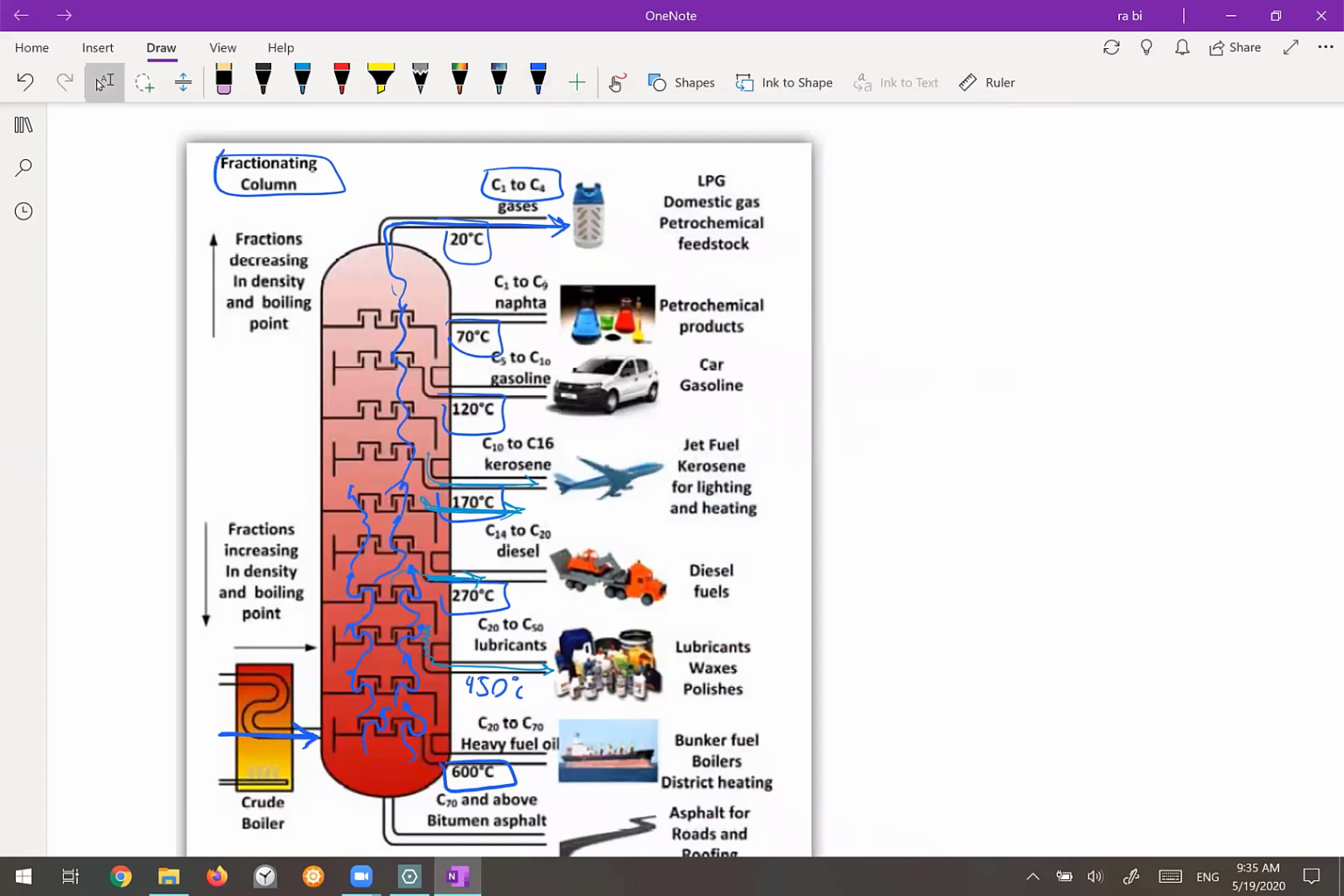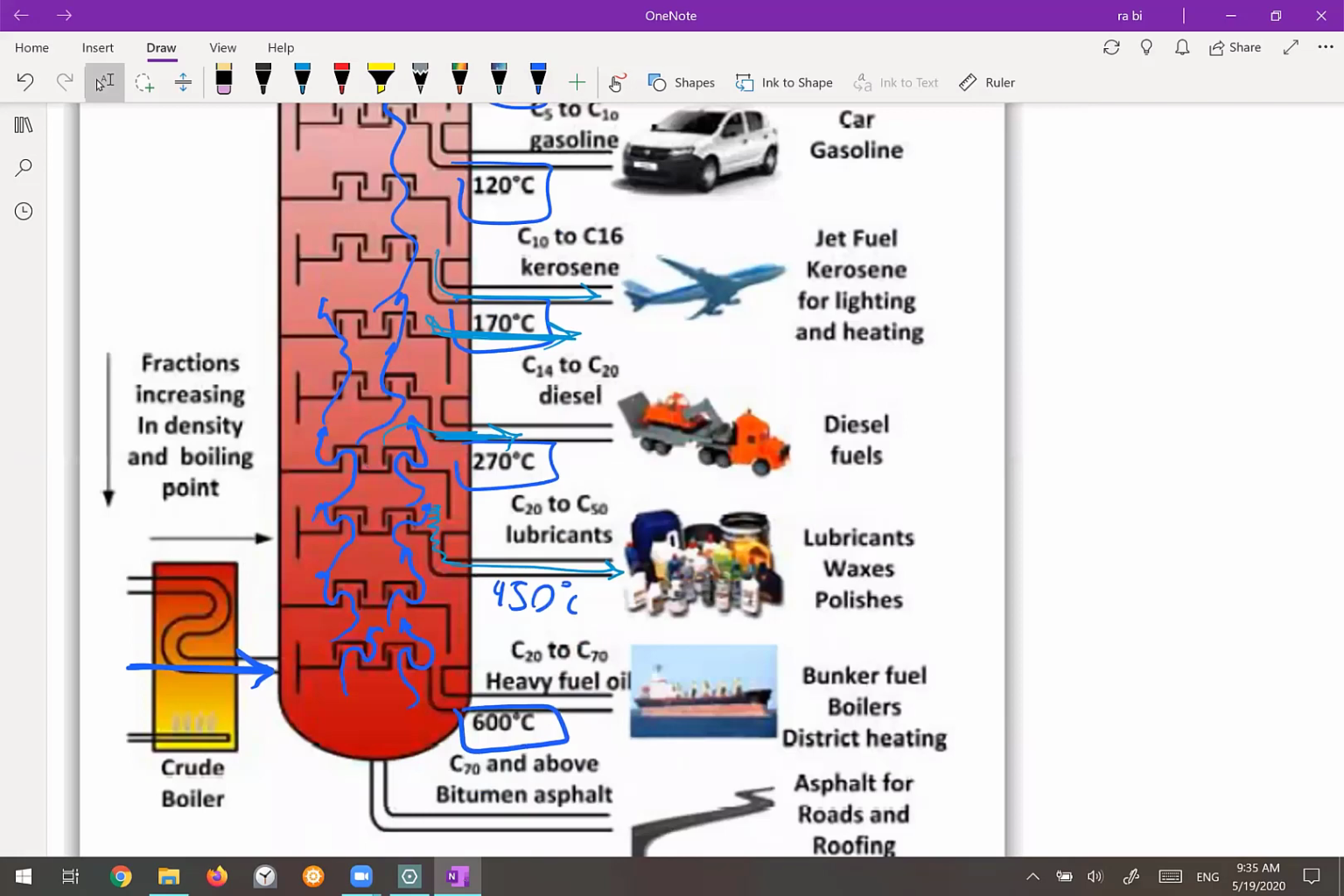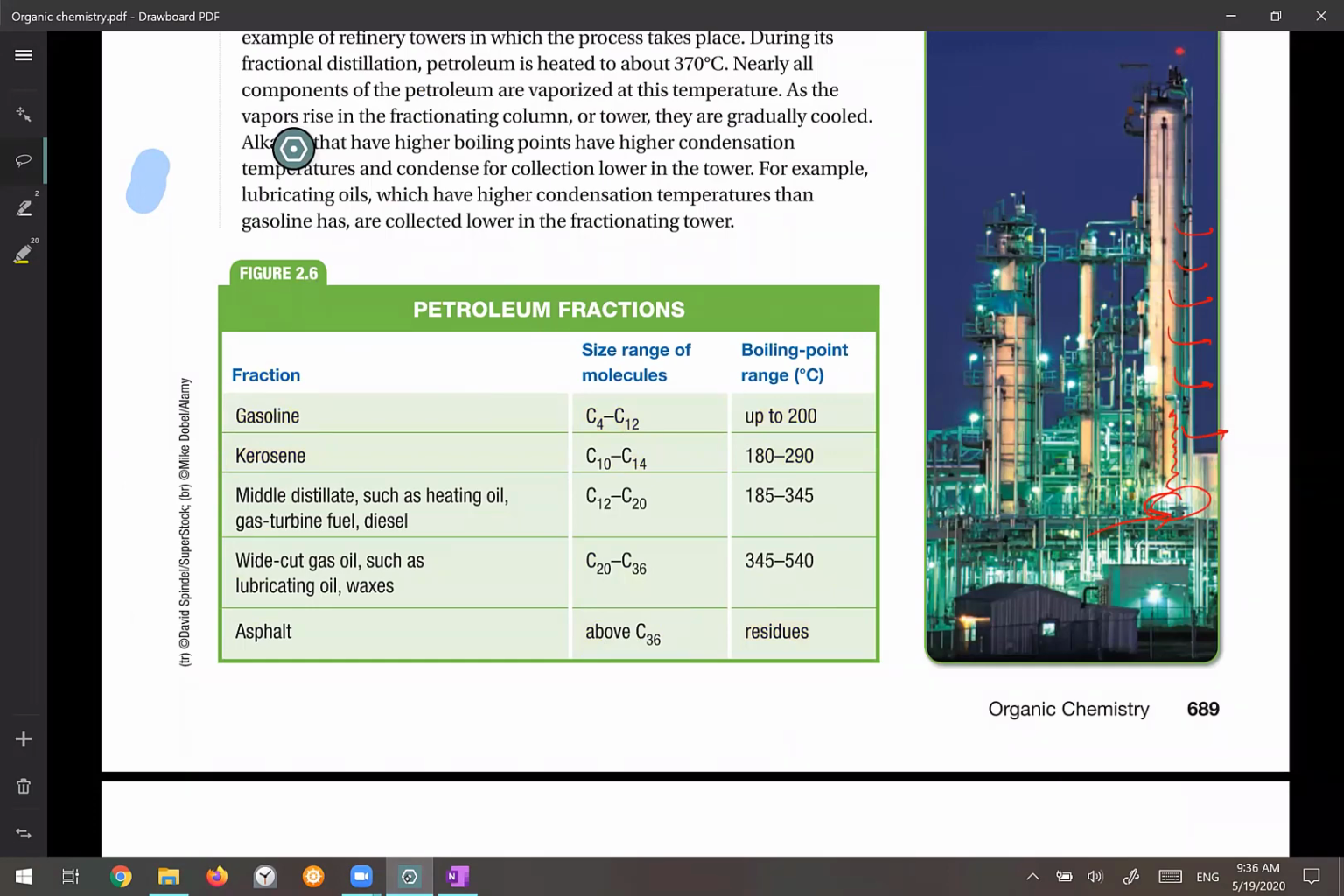But at the end, some of the hydrocarbons have very high boiling points, such that 600 degrees is not enough to evaporate them. So they don't evaporate, and they remain in liquid form. What happens when they become liquid? They come out from the bottom of the column.